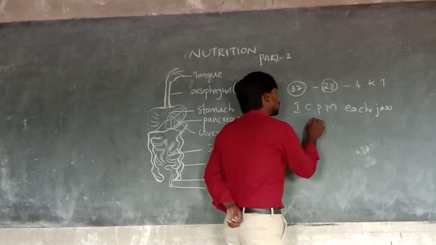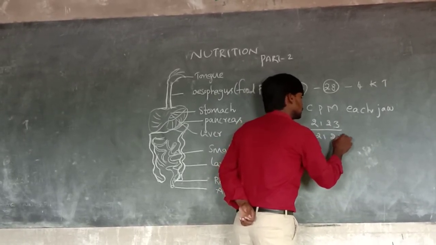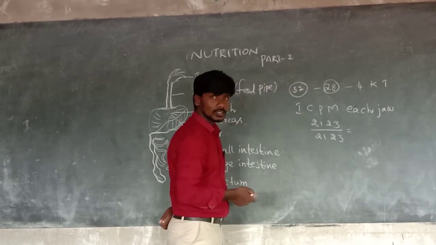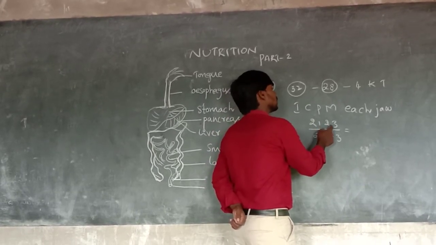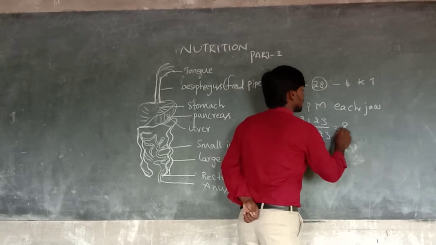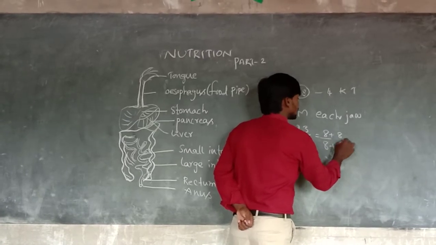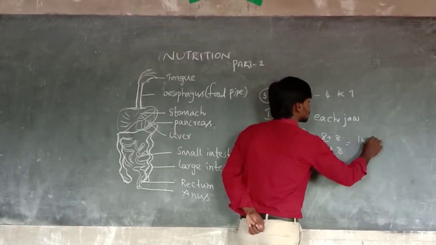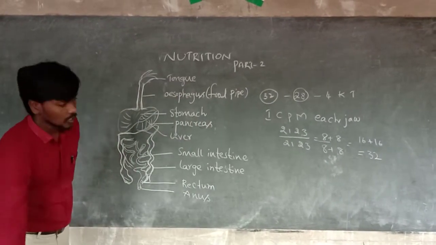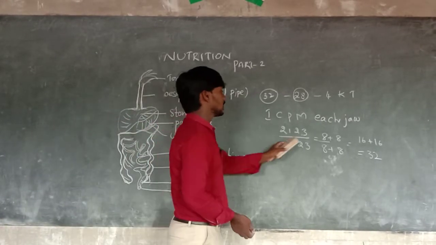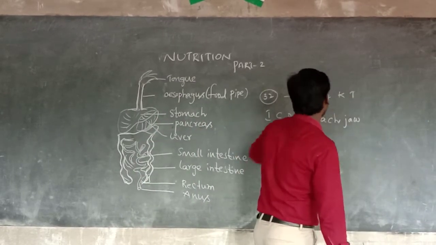Totally, 2 1 2 3 on each side of each jaw. 2 plus 1 is 3, 3 plus 2 is 5, and 5 plus 3 is 8. 8 in the upper jaw and 8 in the lower jaw, so 16 plus 16. Totally 32 teeth. That is the types of teeth.